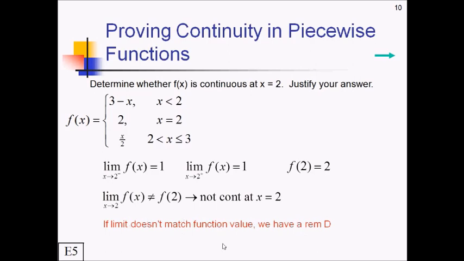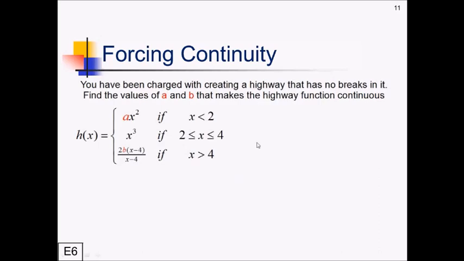To start things off, we're going to review continuity a little bit and use it in a different way than we have been. So let's say you've been charged with making a highway that has no breaks in it. We want to find the values of a and b in this highway function here that make this function continuous. Maybe there's some futuristic highway maker that you can plug functions into. So how do we do this?